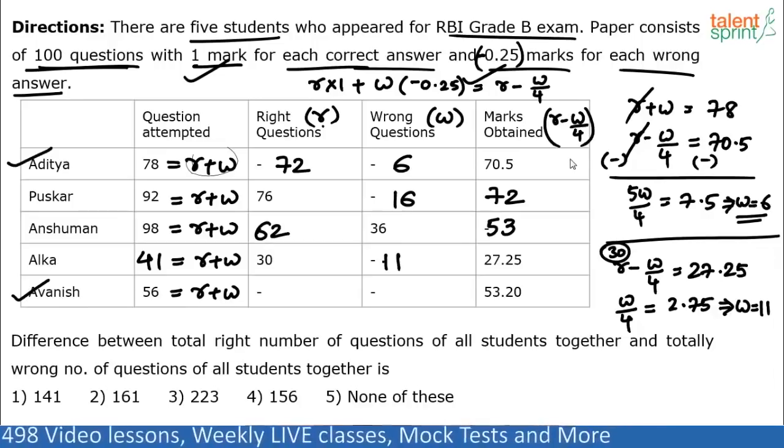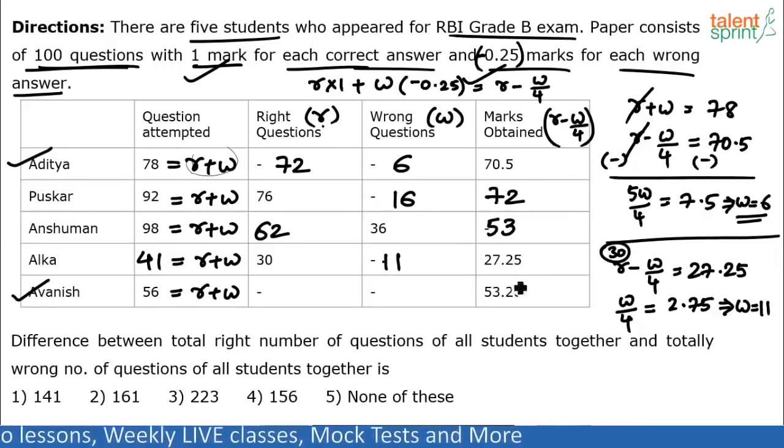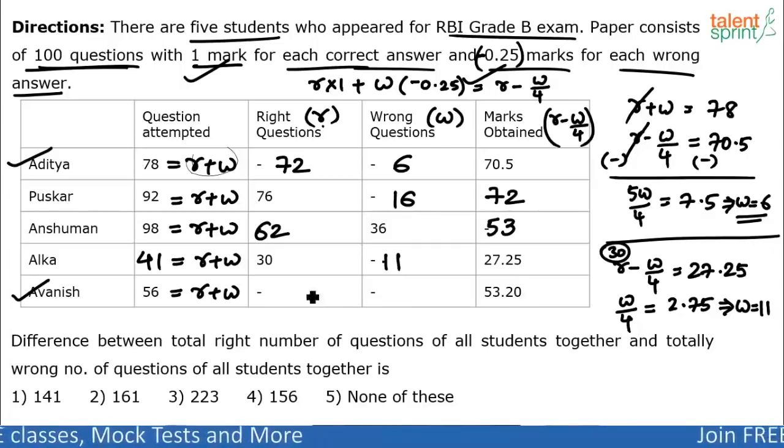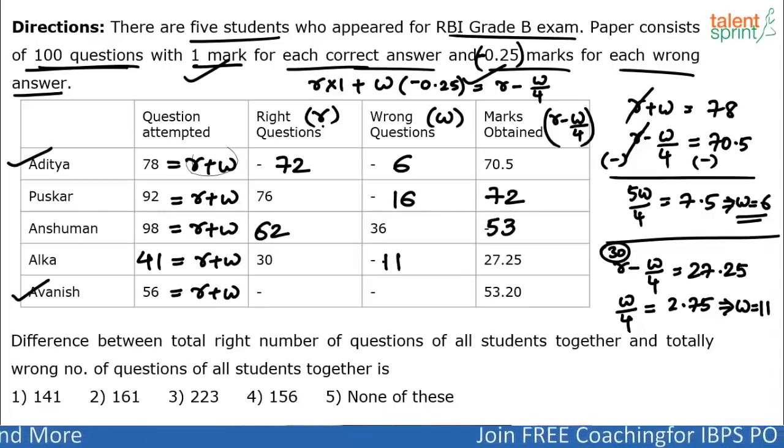and wrong questions. However, one challenge that we have here is the marks obtained is given as 53.2, which I don't think is the right value, because when you have 1/4 negative marking, right, 0.25 negative marking, no combination of right and wrong answers can give you 53.2. It should either be 53.25 or it should be 53.5. You're getting it? It should either be 53.25 or 53.5.